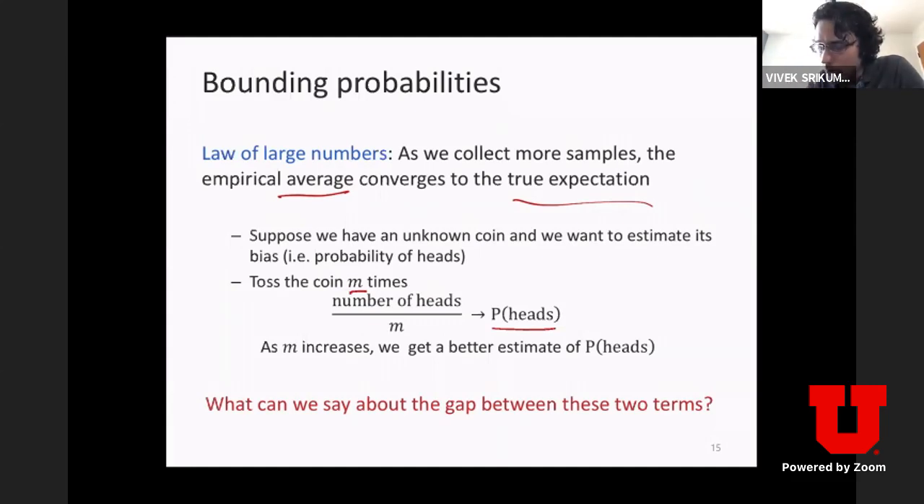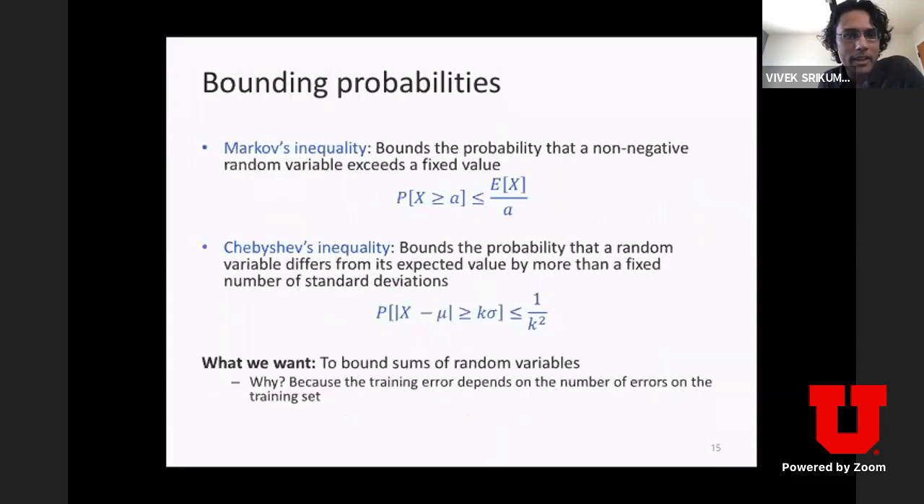But what we really want is not exactly this idea that things converge. What we want is to know what the gap is. If I have only m tosses, how far off is this fraction from the true probability? What can we say about the gap? The nice thing about these gaps is there is a fair amount of literature in the probability and statistics world that's going to help us.